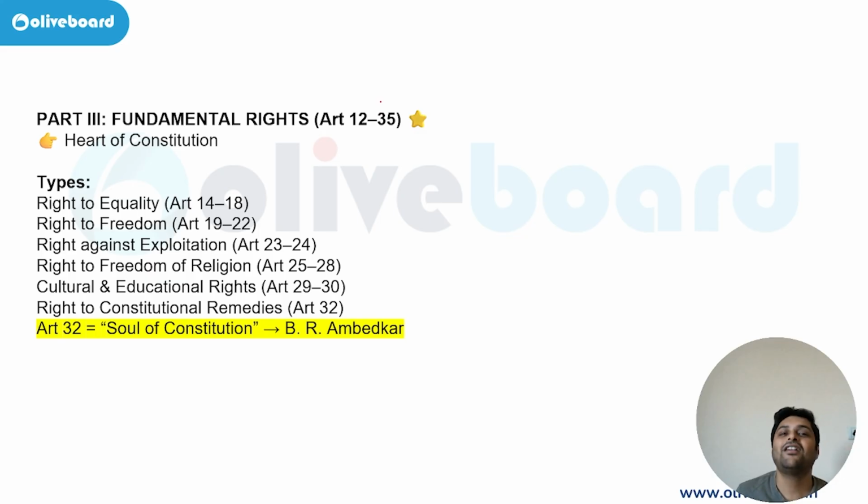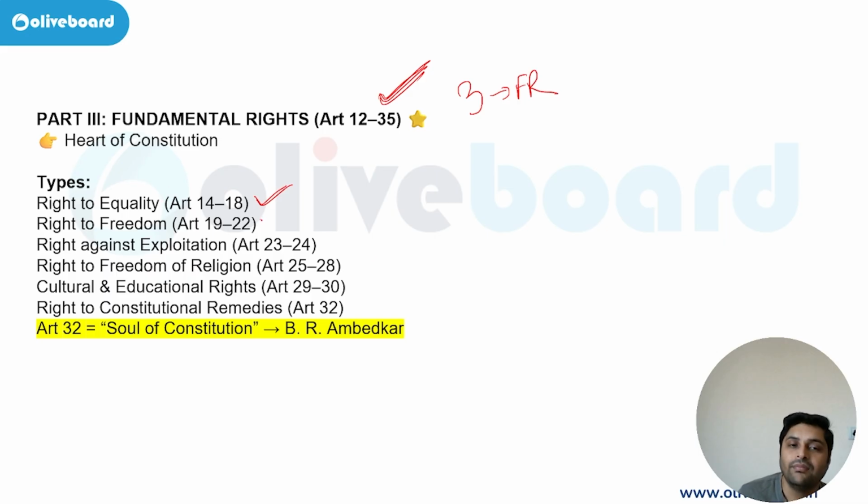That is the fundamental rights. So please remember part 3 is the fundamental rights. Correct? Heart of the Constitution. Now, which fundamental rights? So we have types of fundamental rights. First, right to equality. That is Article 14 to Article 18. Okay. Article 14 to Article 18, we have right to equality.